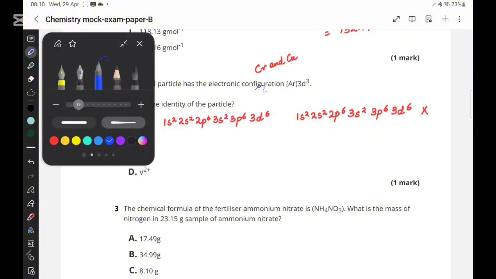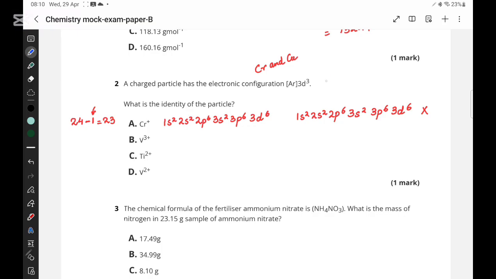For the electronic configuration of chromium, it is going to be 1s2, 2s2, 2p6, 3s2, 3p6, 4s2, then 3d4. But there is an exception in the case of chromium and copper. The electron which is present in 4s2 will be transferred to 3d, and because of this the electronic configuration for chromium becomes 1s2, 2s2, 2p6, 3s2, 3p6, 3d6.